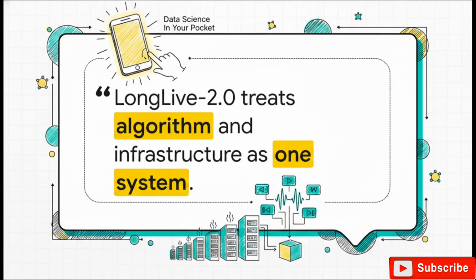LongLive 2.0 is really the art of shrinking that massive, unwieldy computational load into a hyper-efficient infrastructure, and doing it without losing a single ounce of output quality. That is the core philosophy driving this whole architecture.